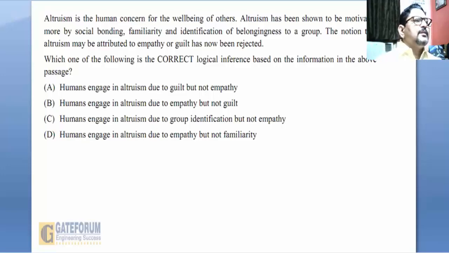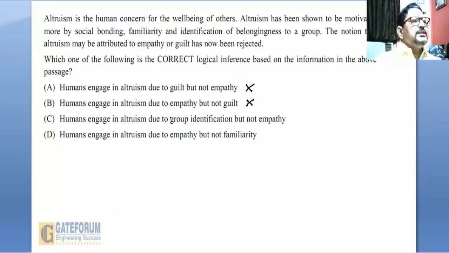Let us check. Humans engage in altruism due to guilt but not empathy. This is absolutely wrong, because if you see, it has been said altruism, the attribution to empathy as well as guilt, both have now been rejected. So here it has been said that due to guilt it happens, so that is wrong. The second, humans engage in altruism due to empathy but not guilt. Again, this is wrong, because due to empathy would be the wrong one here. So that is wrong.